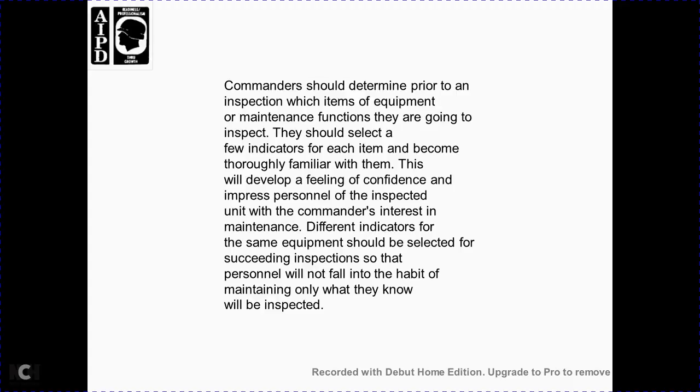Commanders should determine, prior to the inspection of an item of equipment, the maintenance functions they are going to inspect. They should select a few indicators for each item and become thoroughly familiar with them, so they can speak with confidence to the personnel and the inspector. Different indicators for the same equipment should be selected for succeeding inspections so that personnel will not follow the habit of maintaining only what they know will be expected.